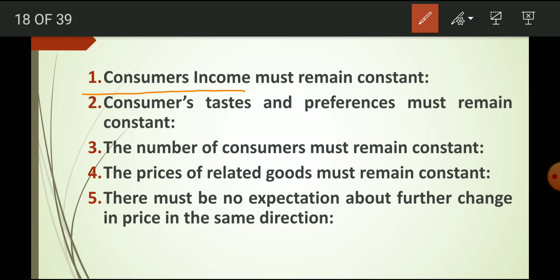So whenever price increases or decreases, at that time your income remains constant. Constant means no change. Then consumer taste and preference remain constant.